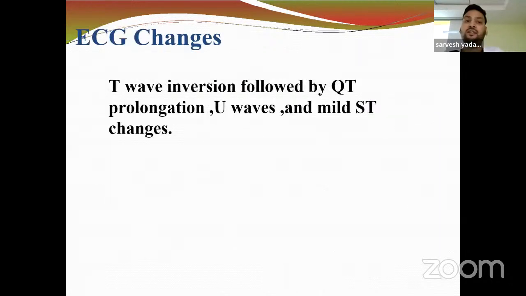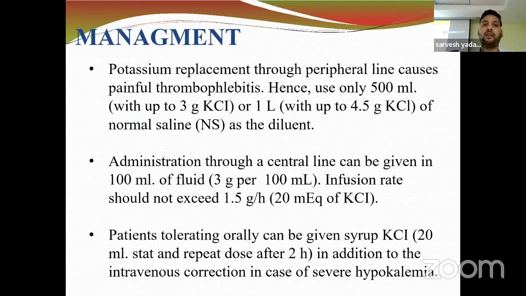Hypokalemia presents with ECG changes: T wave inversion followed by QT prolongation, U wave and mild ST changes. Management is mainly potassium replacement. Through peripheral lines it can cause painful thrombophlebitis. Hence, use only 500 ml with up to 3 gram KCl, or 1 liter with up to 4 gram KCl, of normal saline as a diluent.